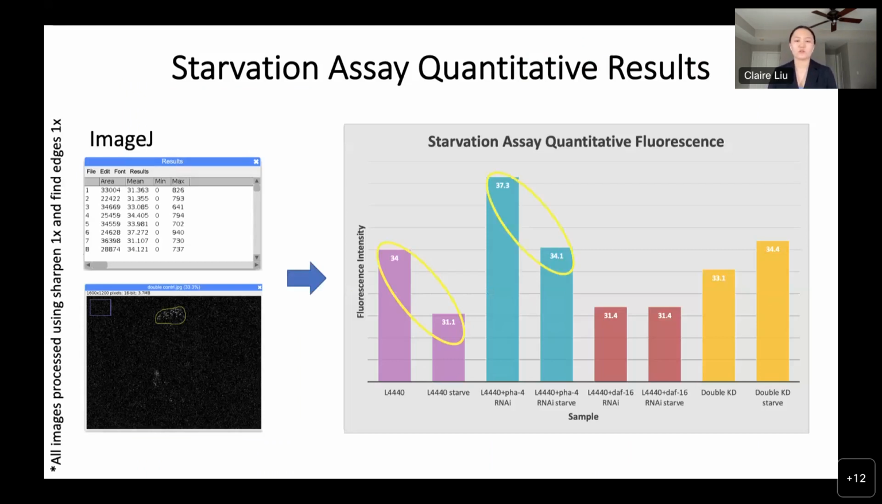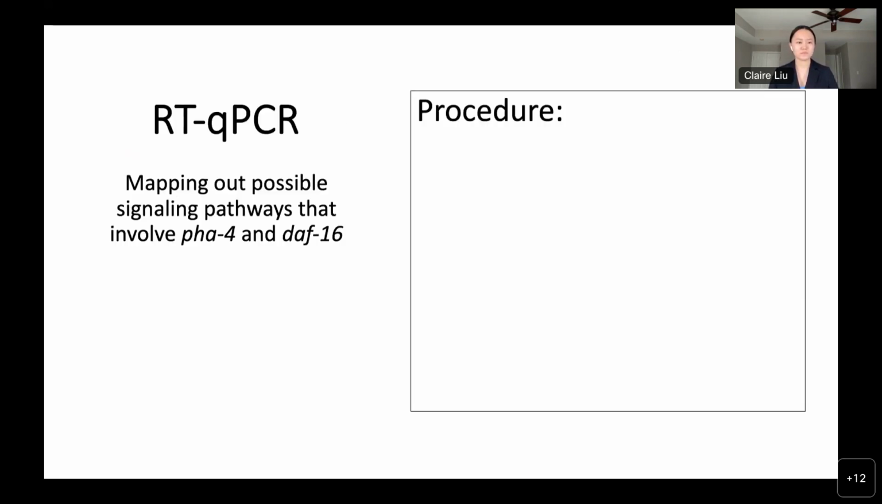And although this was also observed with the FOF4 knockdown worms, we can see an overall increase in the amount of fluorescence. Furthermore, with DAF16 and the double knockdown, we can see an abnormal response to starvation. And this suggests that both FOF4 and DAF16 are required for a normal starvation response to decrease Huntington protein aggregation.